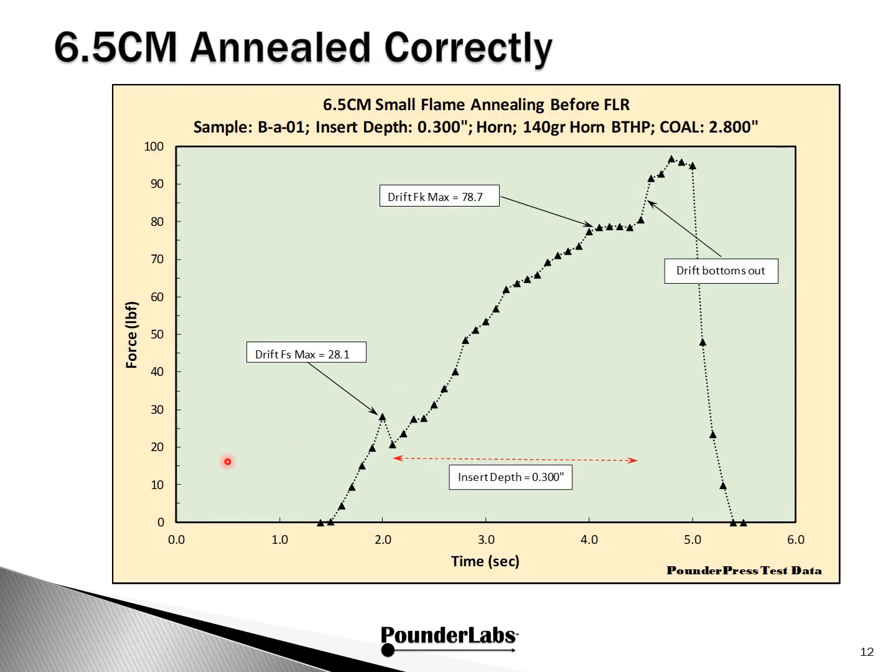Here's the seating profile for the 6.5 Creedmoor case, once fired, that's been correctly annealed. You'll notice the DFS is down to 28 from 40. Clean break. We get a good dynamic drift force. We get a max here that drops down from 107 for the unannealed case to about 79 here, and then you see where the drift bottoms out. This is pretty typical. If the bottom of the bearing surface is flush with the neck, you're not going to see a drop down to FK. And here's the insertion depth here.